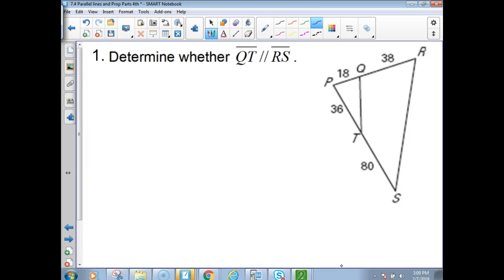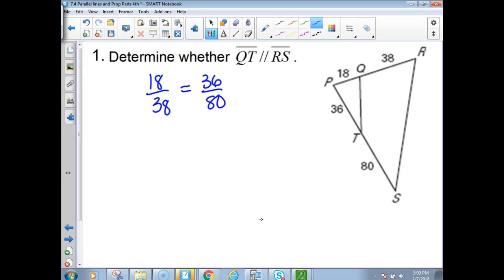All right, here we go. We want to determine whether QT is parallel to RS. Are they parallel? Well, if they're parallel, then these sides should be split proportionally. So 18/38 should equal 36/80.